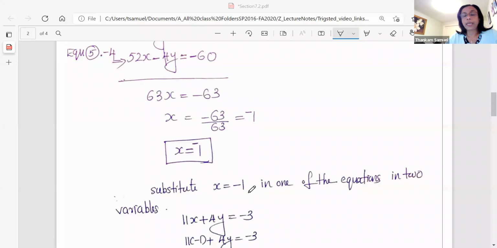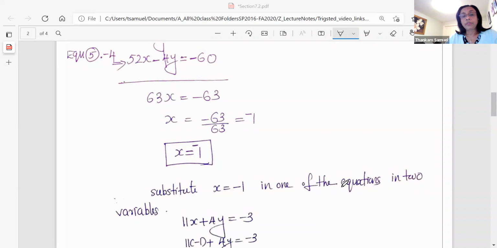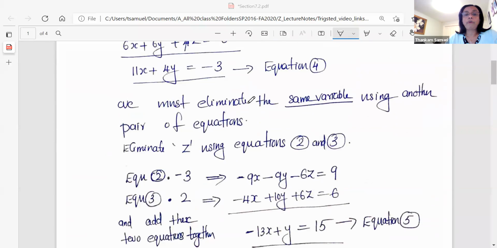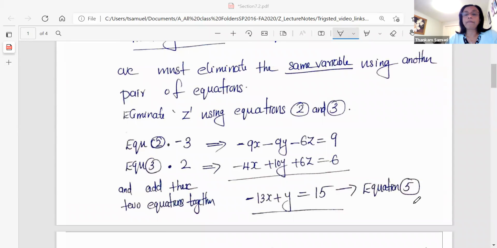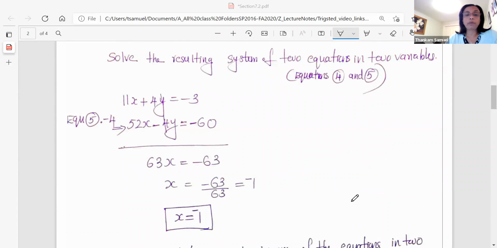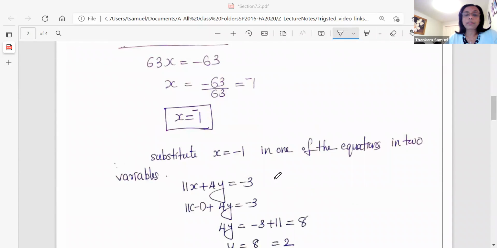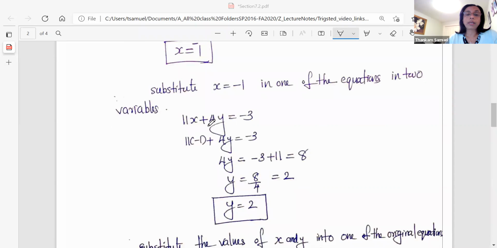Substitute x equals -1 in one of the equations in two variables. So you can see that our equation number 4 and 5 have two variables, x and y. So substitute x equals -1 in one of those equations. So let's substitute x equals -1 in equation 11x plus 4y equals -3. So when we solve for y, we'll get y equals 2. So we got the value of the second variable.